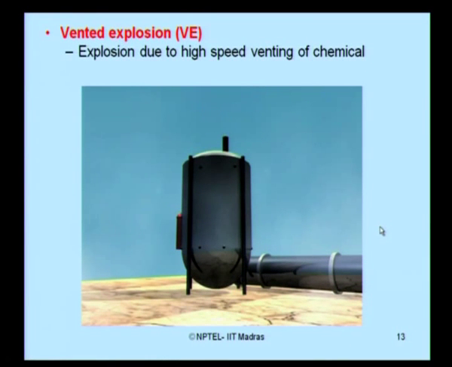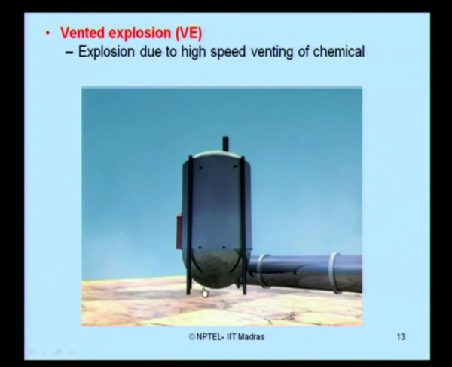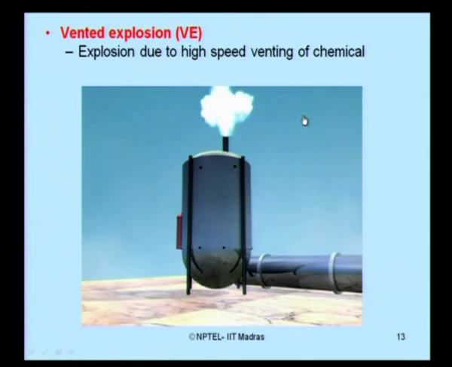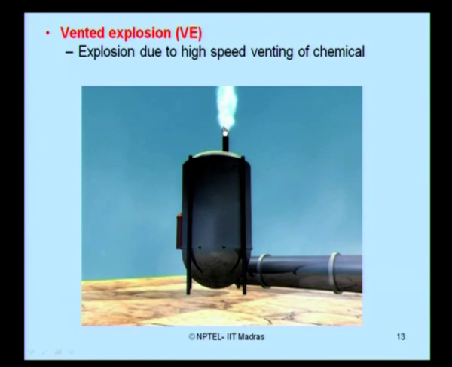The fourth kind of explosion is what we call vented explosion. This is an explosion which is caused mainly due to high speed venting of chemicals. So, I have a chemical, this is released in the atmosphere at a very high rate, and that results in an explosion which we call a vented explosion. You can see here that there is an instantaneous release of a large amount of chemical from the vent.